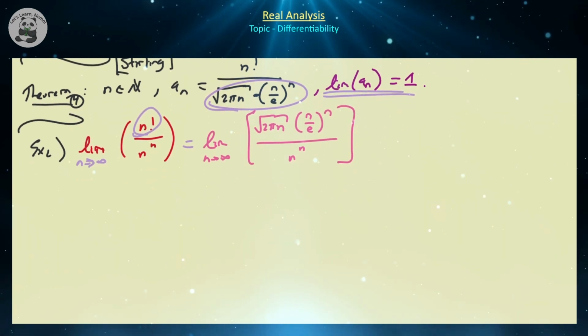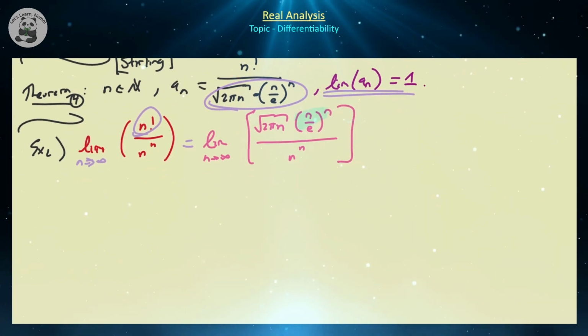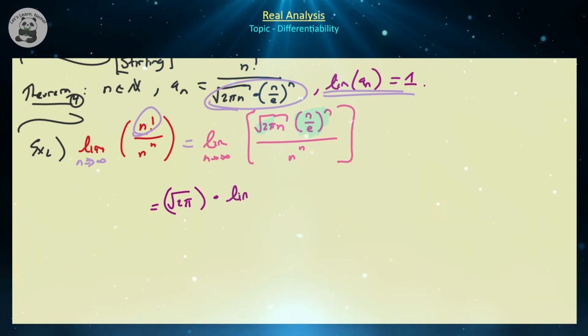So what are we going to do here? The first thing I'm going to do is rearrange this n over e to the power of n, and I'm also going to factor out that square root of 2 pi outside of my limit. So I'm going to have the square root of 2 pi multiplied by the limit as n goes to infinity. On the top, I'm going to have the square root of n.